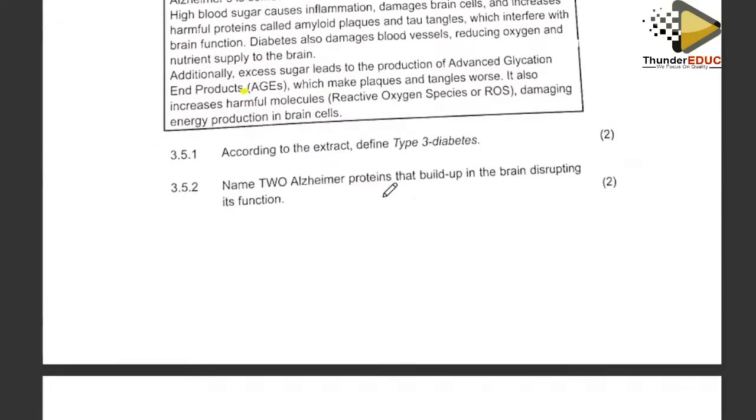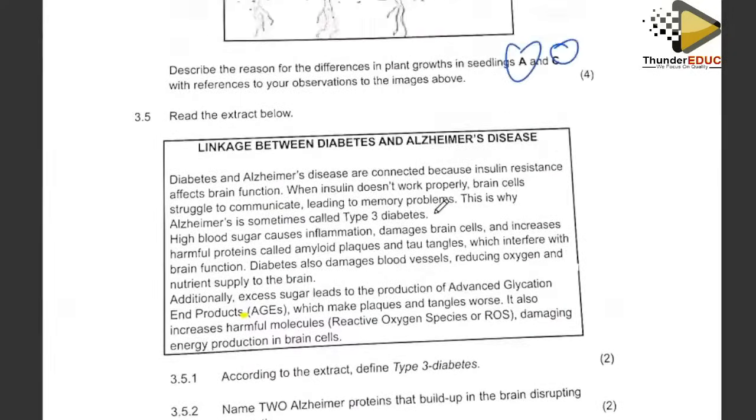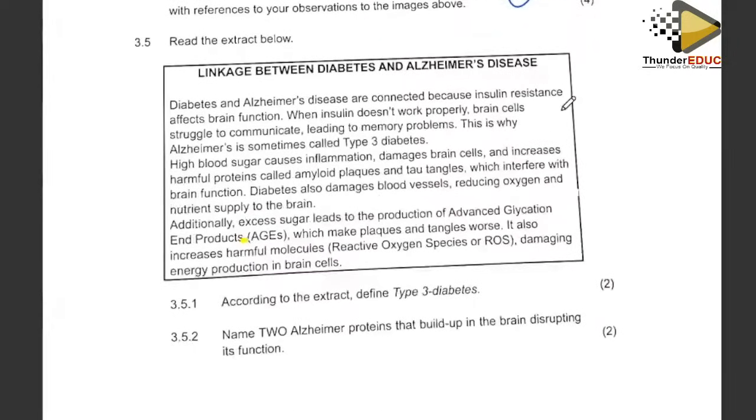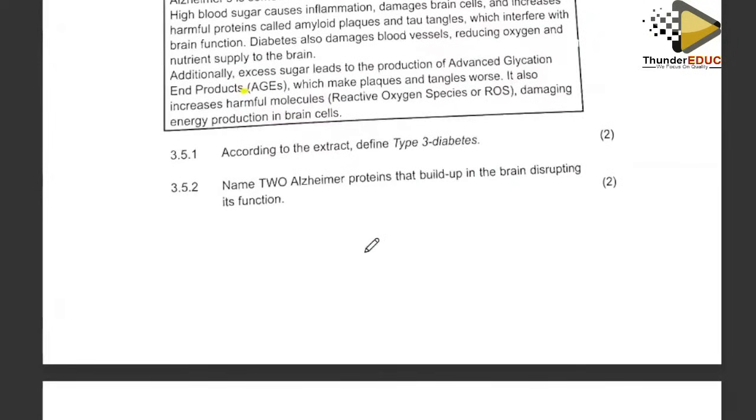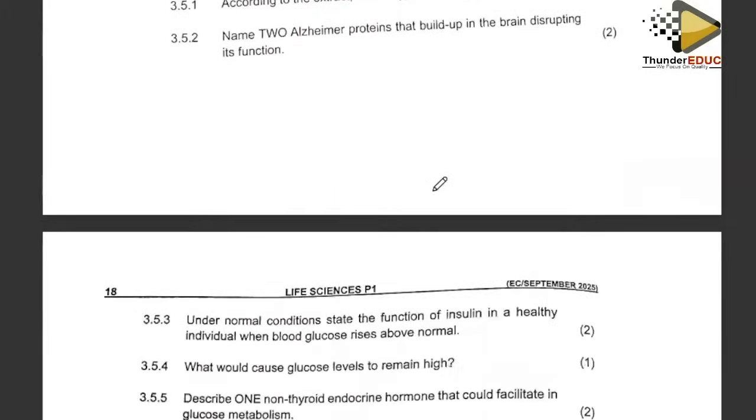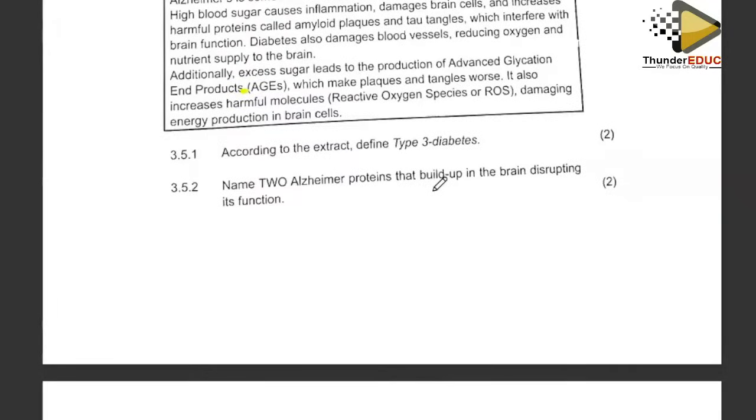Anyway, that's life. According to the extract, define type 3 diabetes. Remember, we said that if you look at type 3 diabetes, it's when insulin does not work properly. Yes, we talked about it here. When insulin does not work properly, then the brain cells struggle to communicate, leading to memory loss. That's what it is here. This one is just easy. With an extract, you always get answers from the extract.